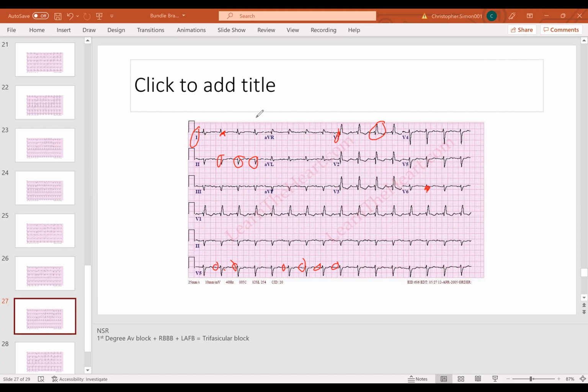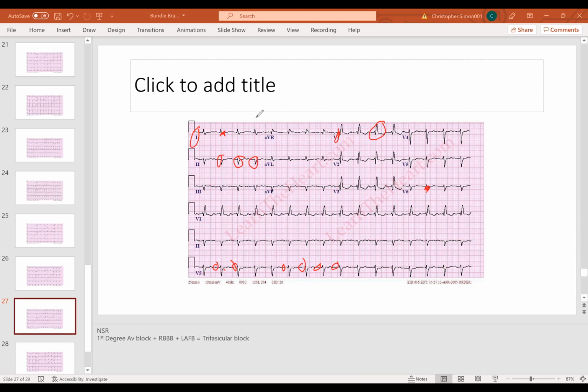So this is kind of crazy, right? Because we got a bunch of stuff going on here. So I don't like this term. They call it a trifascicular block. I don't really understand this term because your first degree AV block is in the AV junction. That's not a fascicle. So I don't really get it, but that's what they call it.